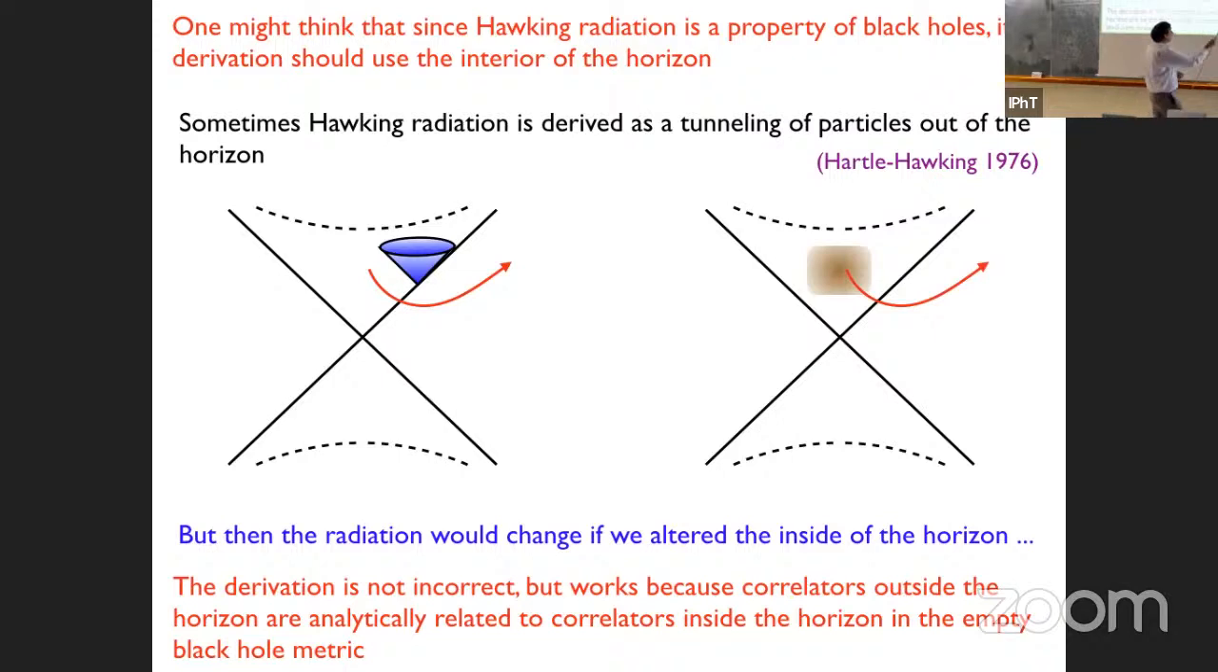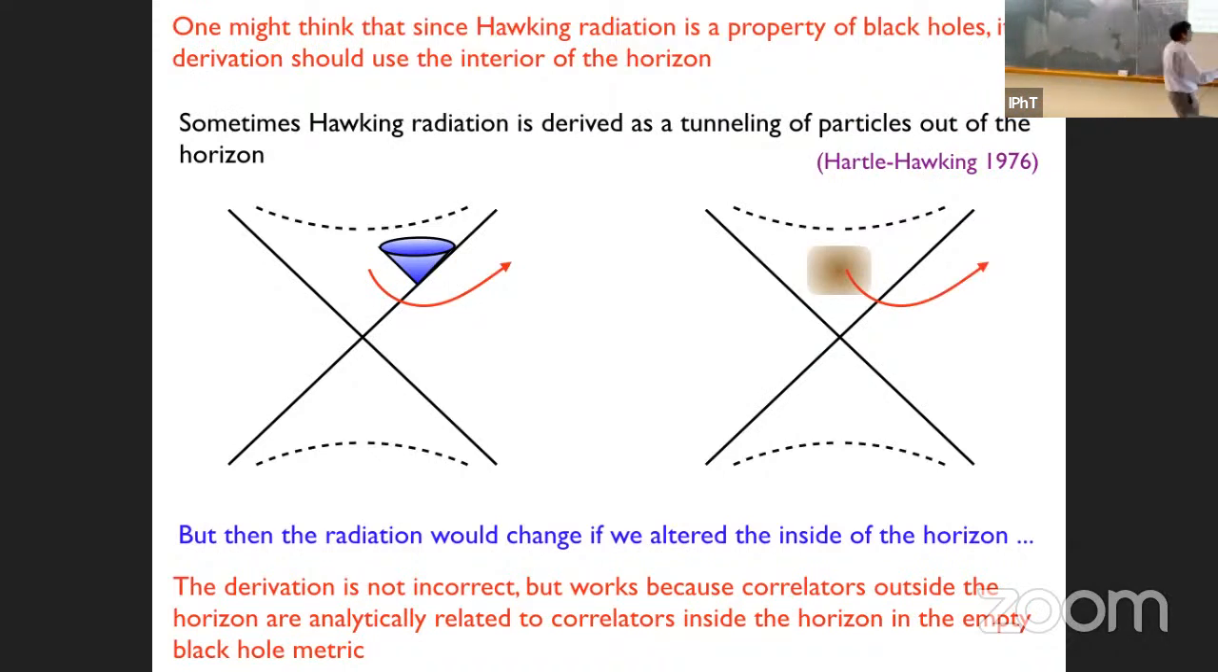So for example, if I did something to change the physics over here, whatever excitations I thought would tunnel out, I have altered them. It would seem that if I was going to get the answer this way, it would change the answer. But as we'll see in a minute, it actually won't, because it's not that the calculation is wrong. I just said that we have to understand what it's doing.